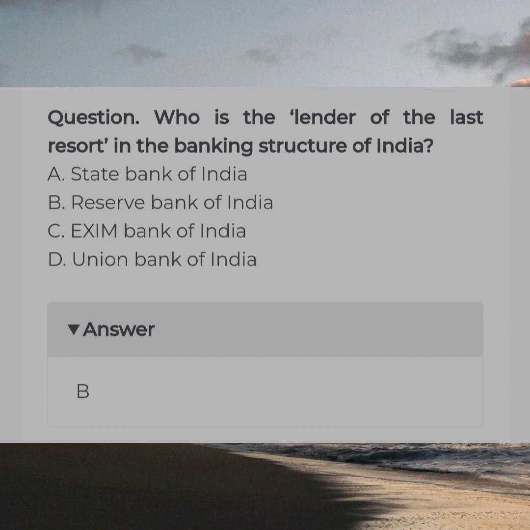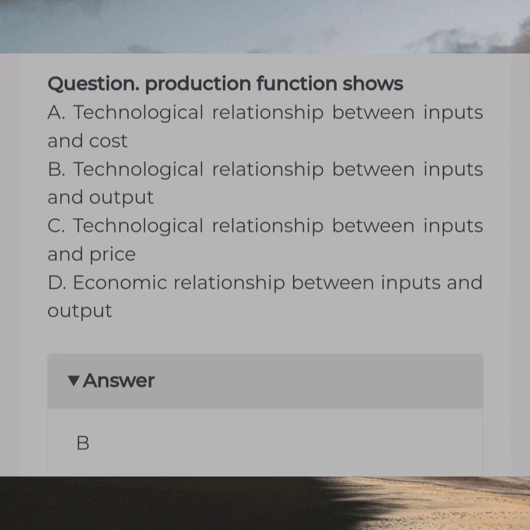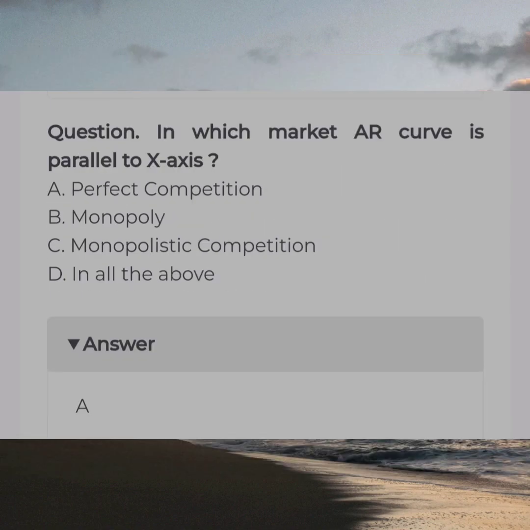Who is the lender of the last resort in banking structure of India? Answer B, Reserve Bank of India. If elasticity of demand is very low, it shows the commodity is answer D, A and C above. Production function shows answer B, technological relationship between inputs and output. In which market AR curve is parallel to x-axis? Answer A, perfect competition.